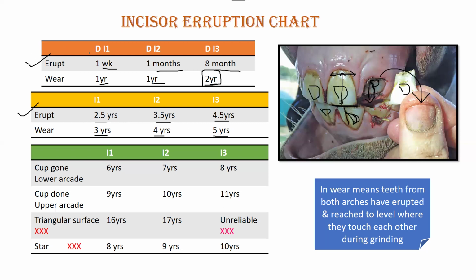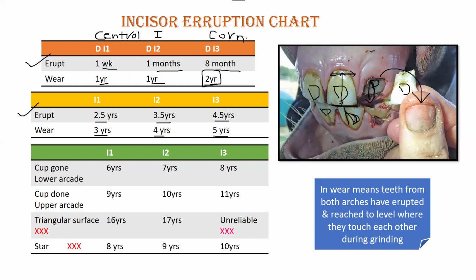And why is this table of deciduous teeth easy to remember? Because it's simple: 1, 1, 8, 1, 1, 2. So that's how you can easily remember these two tables. One more thing I am adding on a side note, that you should remember that deciduous incisor 1 is also called the central incisor. Deciduous incisor 2 is also called the intermediate incisor, and deciduous incisor 3 is also called the corner incisor.